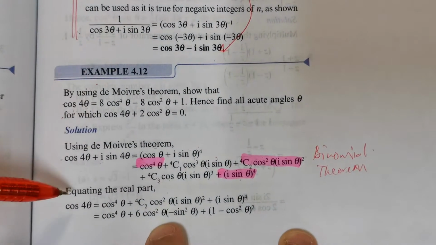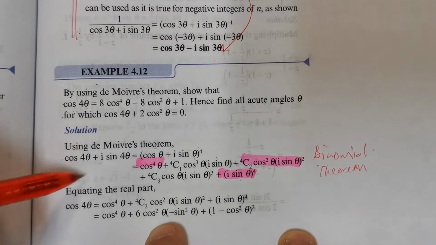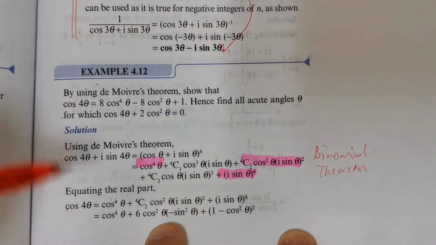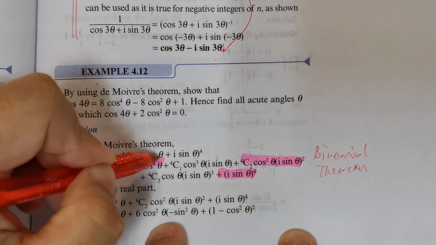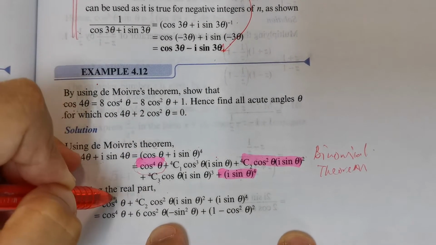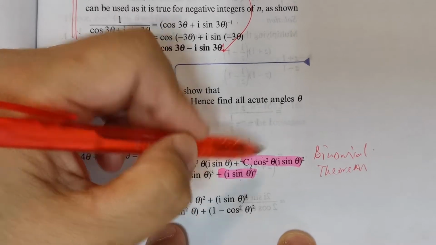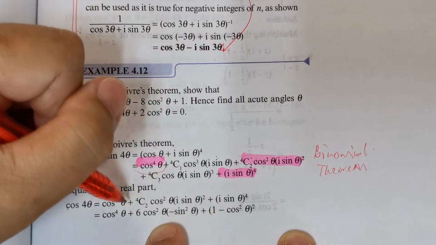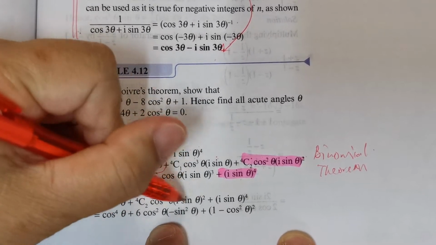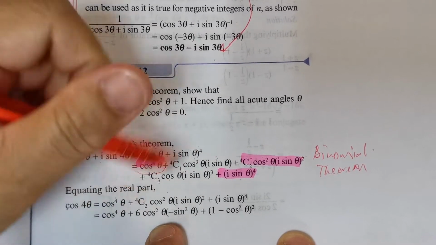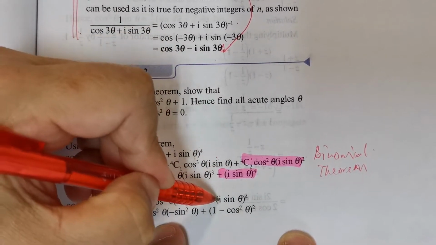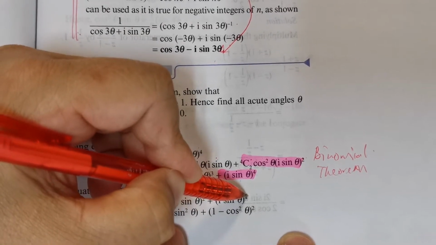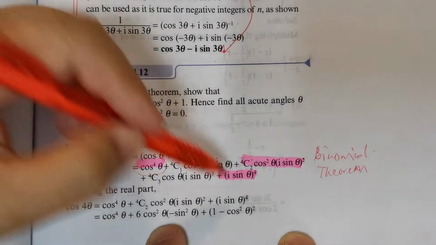Now we're equating the real part. Real part means cos 4 theta. The real part is here. This is the real part, cos 4 theta. This is also a real part. Why? Because i square is negative 1, so there is no more i. So this is also a real part. And the last one is also a real part, because i power 4 is positive 1. We only take the real terms.